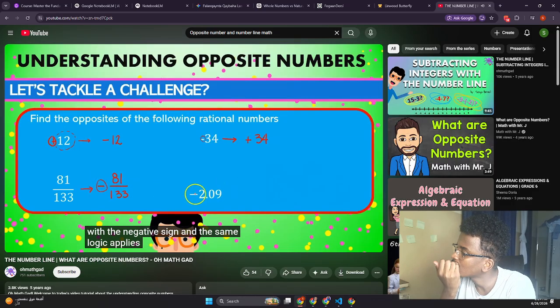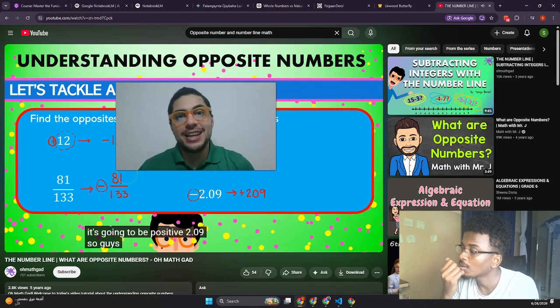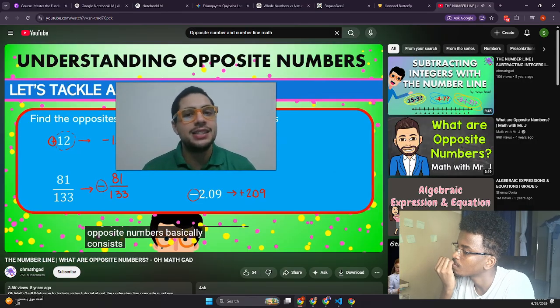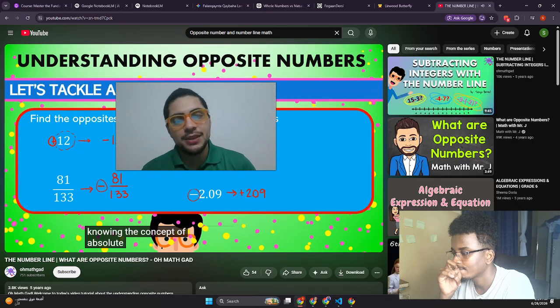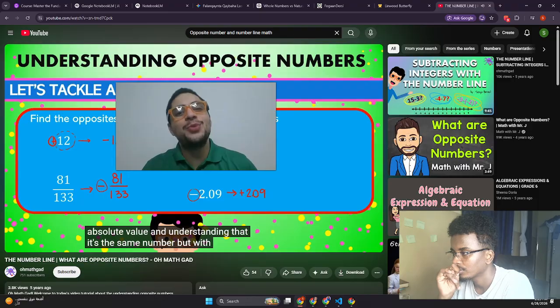And the same logic applies to negative 2.09. So it's going to be positive 2.09. So guys, just remember, understanding opposite numbers basically consists of knowing the definition, knowing the concept of absolute value, and understanding that it's the same number but with a different sign.